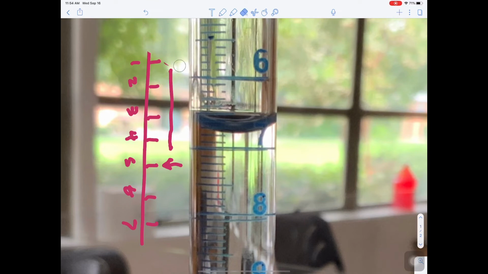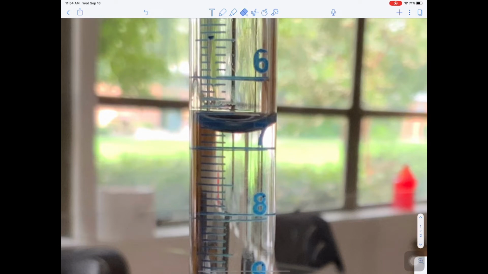So when we read a burette, we just use the numbers as if they were a ruler. So we're looking at the bottom of the meniscus, the curved part here. And because of the colors behind it, we can see it's dark because it's reflecting some things around it, so that's convenient. Here we have a line that represents 7. Here's a line that represents 6.